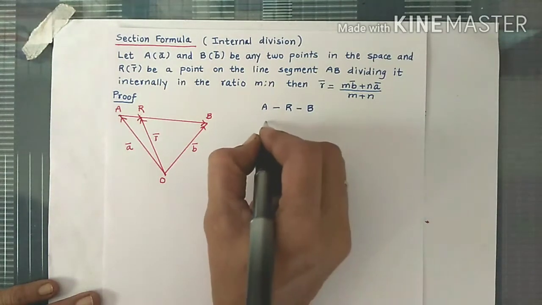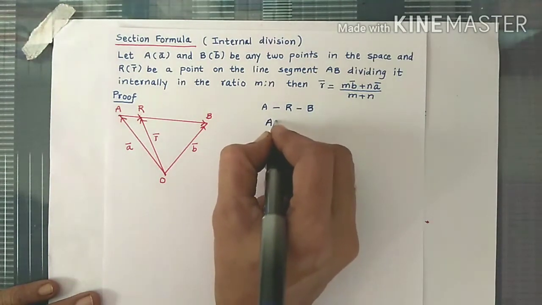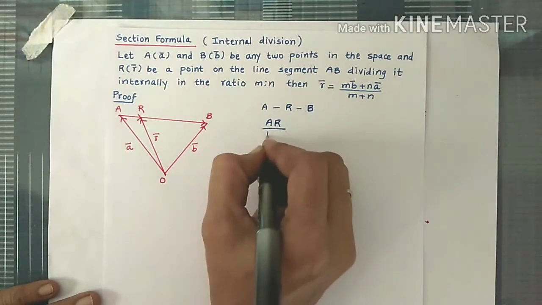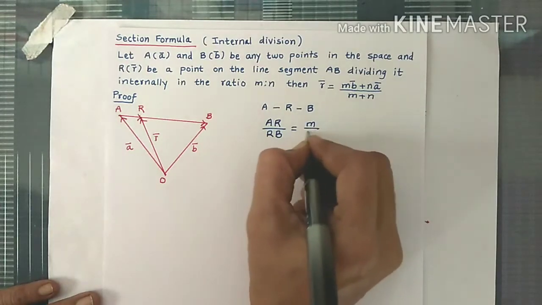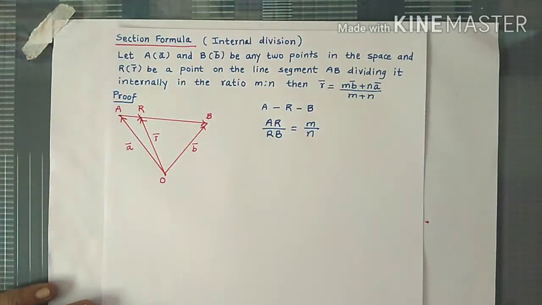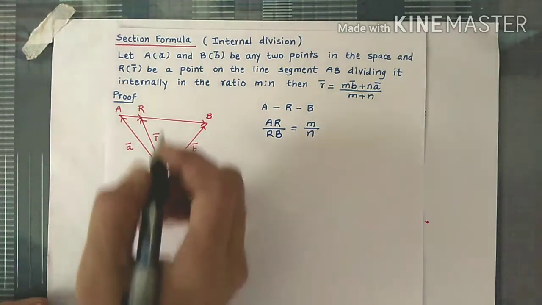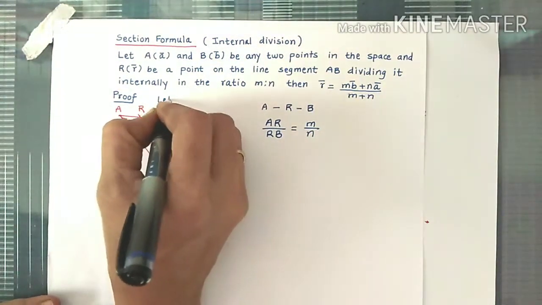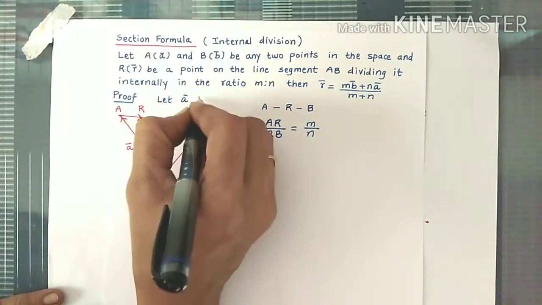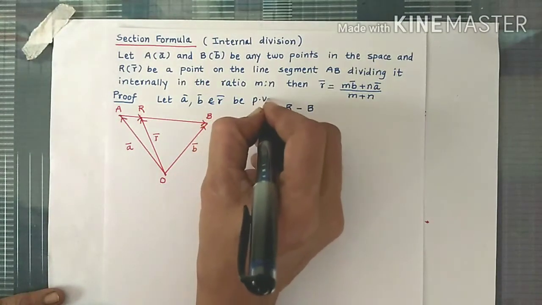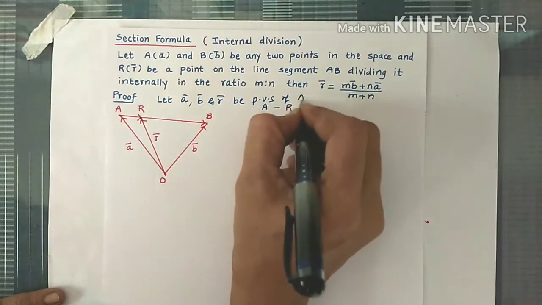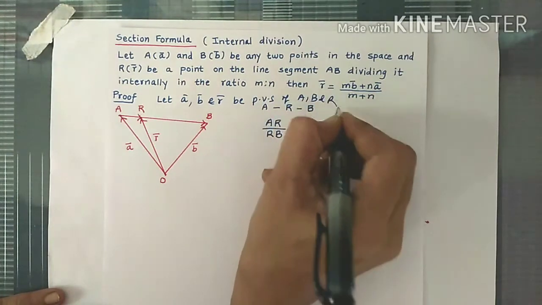Okay, now R divides AB internally in the ratio m as to n, what does that mean? AR upon RB is equal to m by n. Ratio is m as to n. So AR upon RB equal to m by n. First we have to write about the position vectors. So let's write the statement here. Let A bar, B bar and R bar be position vectors of A, B and R respectively.